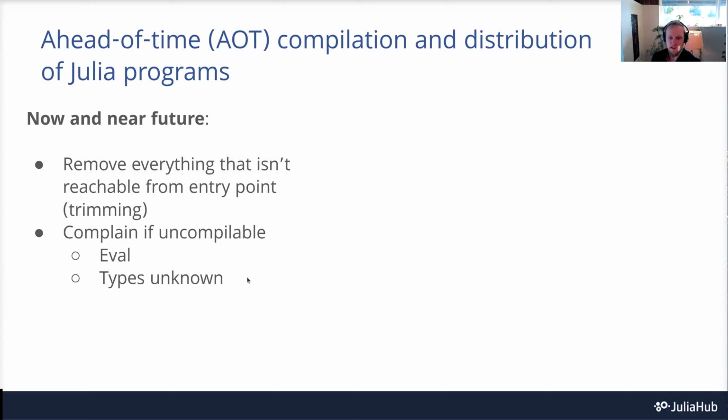And then the idea is that if the compiler encounters any code in your program that is fundamentally uncompilable ahead of time, then you will get an error. Examples of that are if you call eval. Eval will evaluate and compile code at runtime. So that's obviously not acceptable if you want to compile ahead of time. And it's not acceptable if the types in your program are completely unknown. So if type inference fails, saying I have no idea what type this variable has, and if you then try to make use of that variable, we don't know what code to call until runtime. So that's not acceptable either.